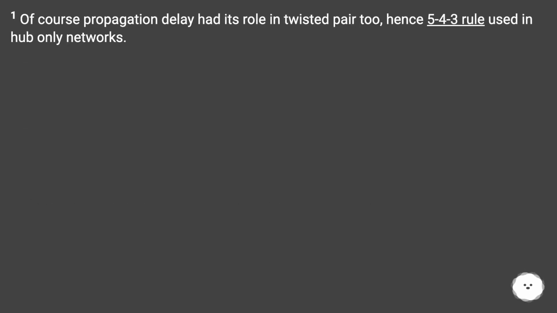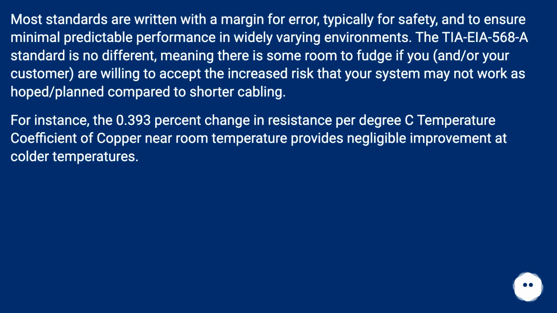Of course, propagation delay had its role in twisted pair too, hence the 5-4-3 rule used in hub-only networks. Most standards are written with a margin for error, typically for safety, and to ensure minimal predictable performance in widely varying environments. The TIA/EIA 568 standard is no different, meaning there is some room to fudge if you and/or your customer are willing to accept the increased risk that your system may not work as hoped or planned compared to shorter cabling. For instance, the 0.393% change in resistance per degree C temperature coefficient of copper near room temperature provides negligible improvement at colder temperatures.